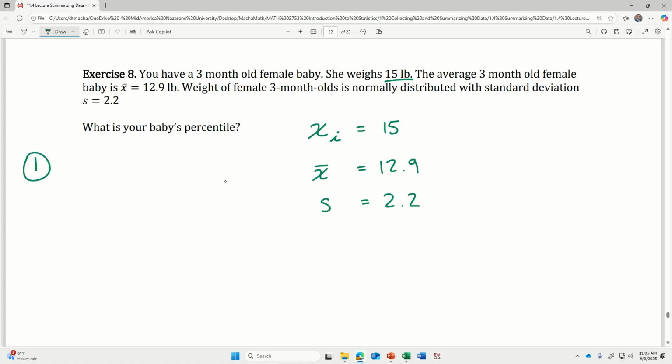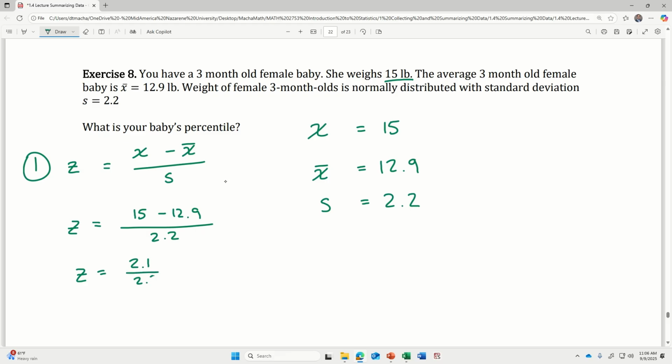To answer this question, we first have to calculate the z-score of your measurement. The z-score is your measurement minus the mean divided by the standard deviation. Since there's only one measurement, we don't have to include the little index. So my z-score is going to be 15 minus 12.9 divided by 2.2. So that's 2.1 divided by 2.2. It's a little bit less than 1.